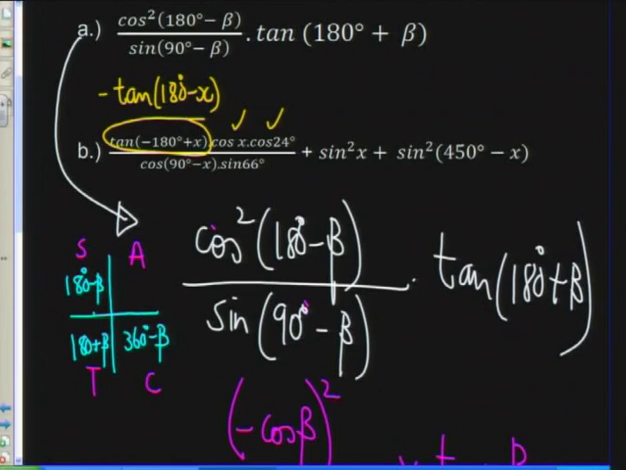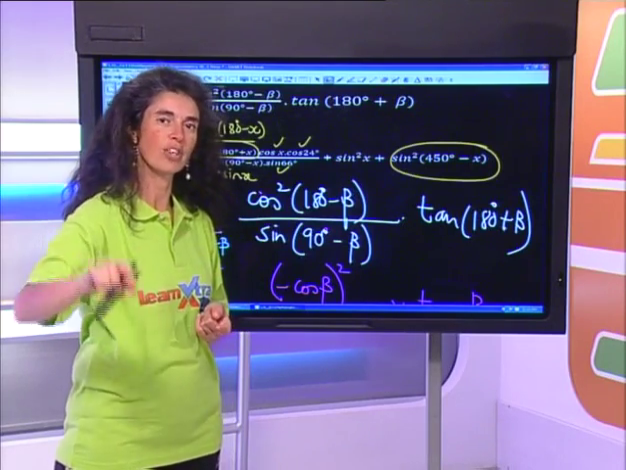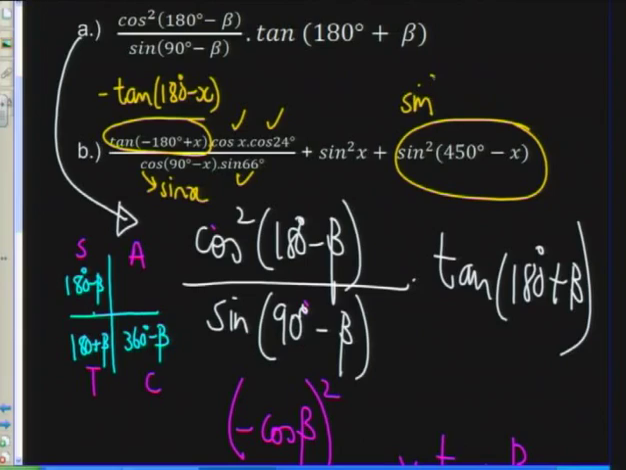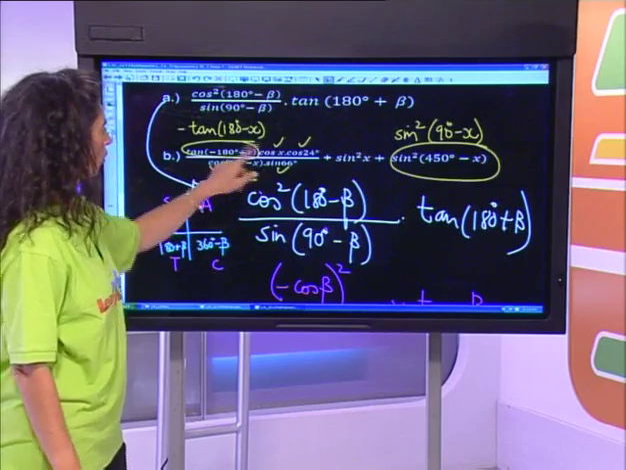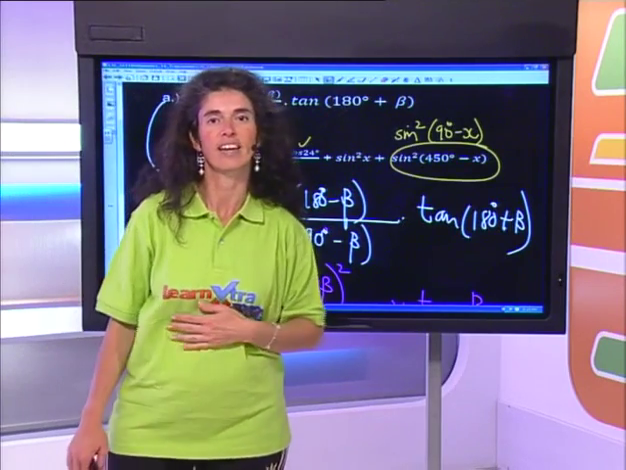What about cos of 90 minus x? That becomes sine x. And sine of 66, I'm not going to do anything with it yet. What about sine squared of 450 minus x? Anything that's larger than 360 degrees, the terminal ray will be the same ray if you take away 360 degrees from that. So this one's going to be sine squared of 90 minus x. And now that we've got the cofunction, we can work with that reduction, and we can simplify that. And I think we'll take a break now.